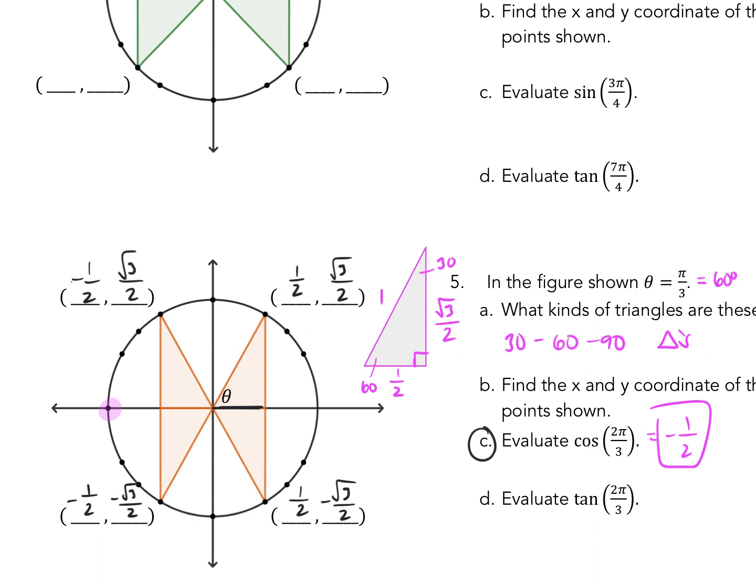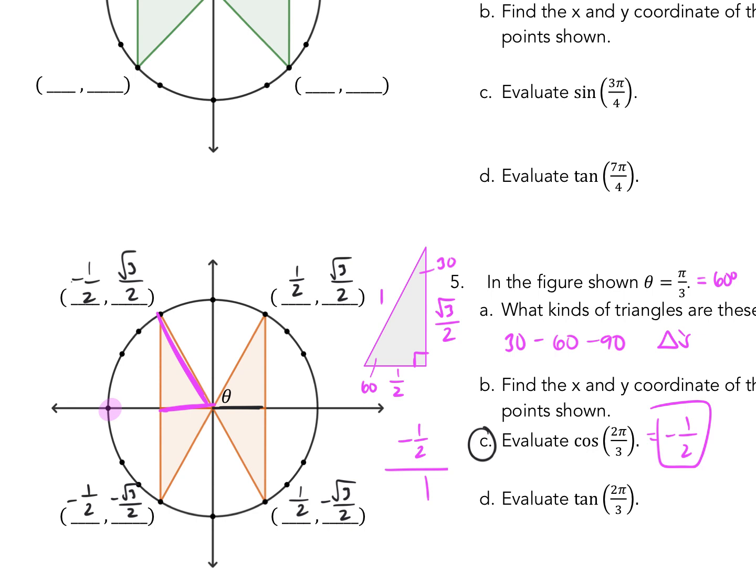Or you can think about rewriting it in terms of your ratio. Cosine is adjacent, which is this side length, -1/2, divided by my hypotenuse, which is 1. That gives me the same thing, okay? You can either set up your ratio, or you can know that if you're trying to find cosine, it's an x value, and if you're trying to find sine, it's a y value, okay?